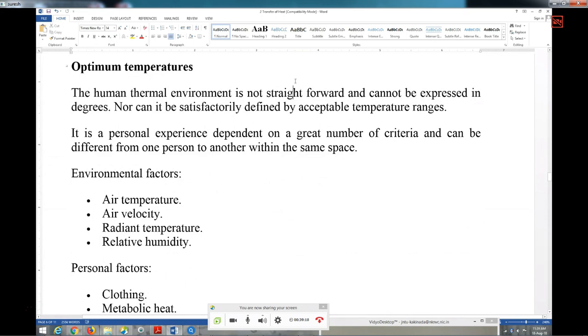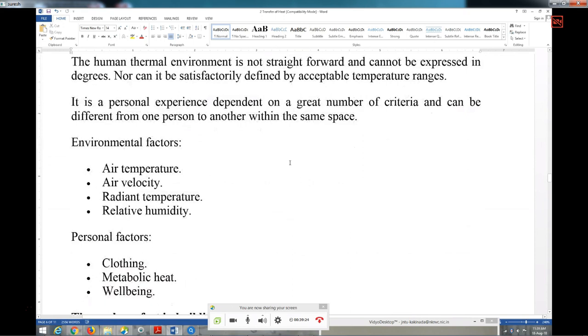The human thermal environment is not straightforward and cannot be expressed in degrees. It depends upon his mentality. A person may feel comfort at certain conditions, and at other conditions he may feel discomfort. So from person to person it is going to change. So it is not at all possible to express everything in standard units, nor can it be satisfactorily defined by acceptable temperature ranges.